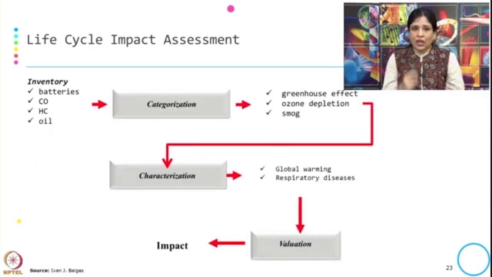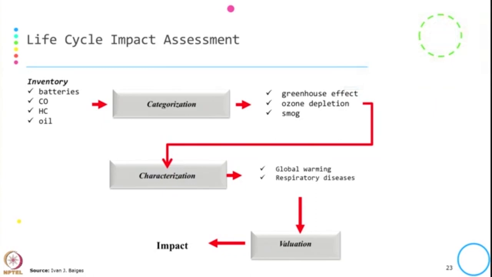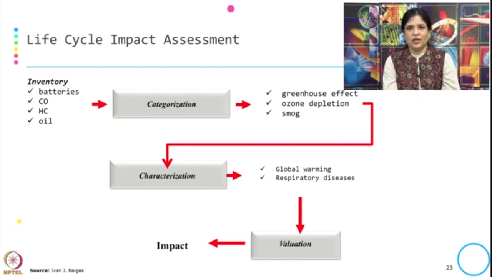So, here if you look at the inventory being done, there is a battery, CO, HC, oil; these are the inventory being created. Now, when you do the categorization of it, what does it give? It ends up giving us the impact in terms of greenhouse effect, ozone depletion, or smog. When you categorize this impact and do a characterization of it, then it is global warming or it leads us to respiratory disease. When you do the final valuation, you know that both are very high impact for the society.